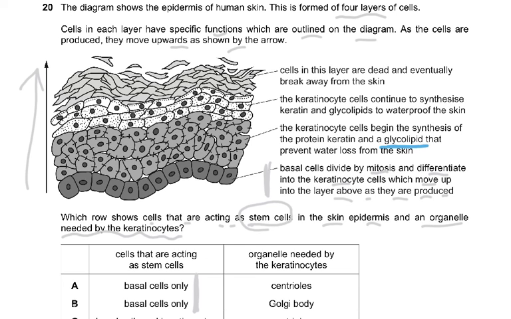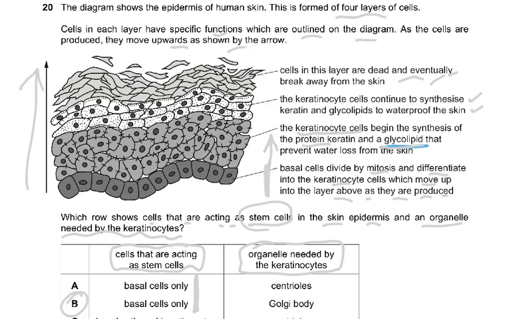So the basal cells divide and move up. This is called the keratinocyte cell. It begins the synthesis of the protein keratin and glycolipid. Protein, of course, would require ribosomes, and glycolipids would require the Golgi body to prevent water loss from the skin. Then the keratinocyte cells continue to synthesize keratin and glycolipids to waterproof the skin. Cells in this layer are dead and eventually break away from the skin. Which row shows cells acting as stem cells and organelles needed by the keratinocyte? Of course, the answer is B.